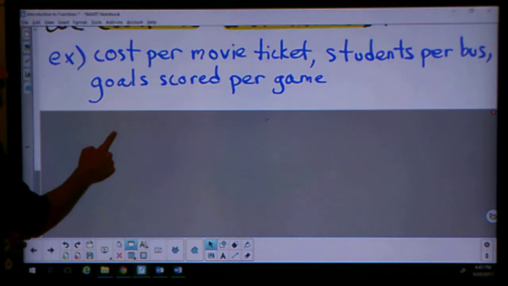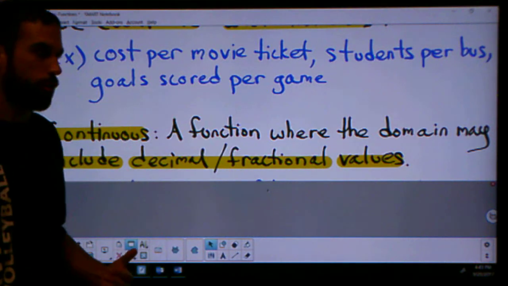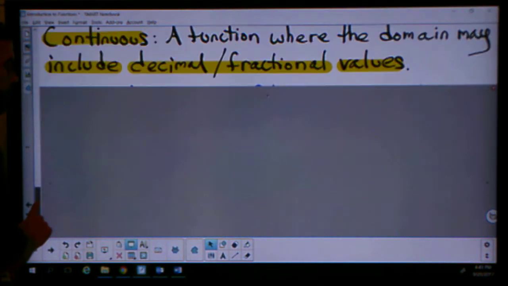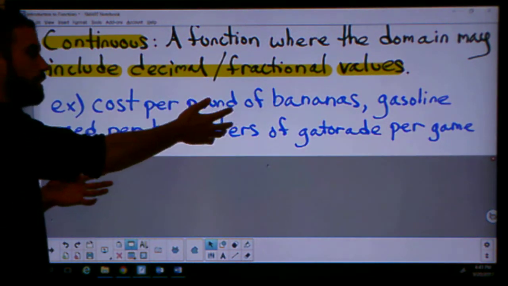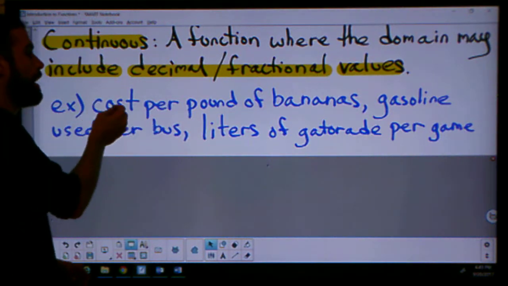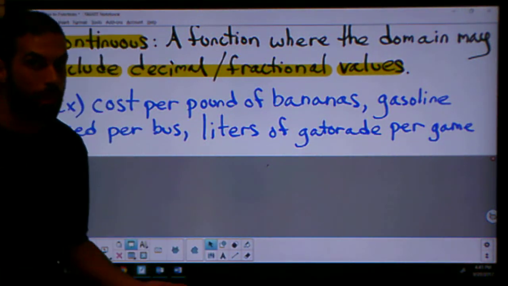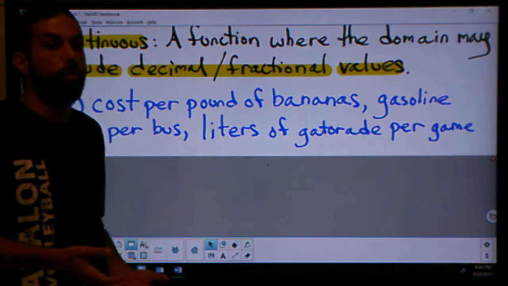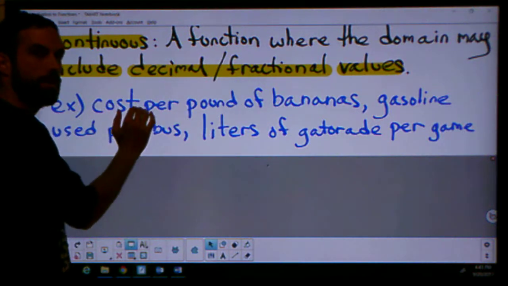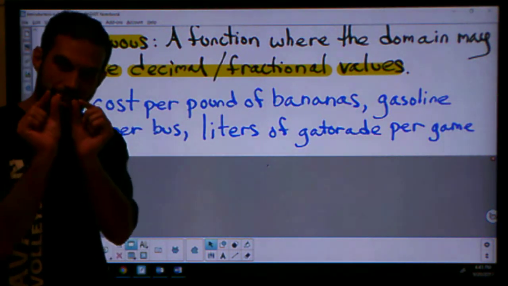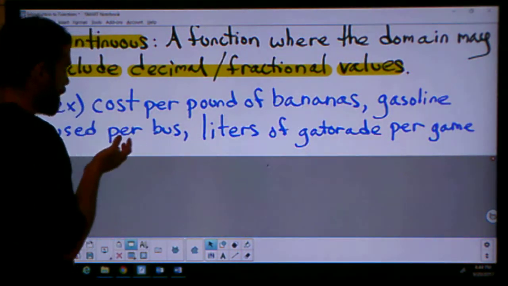A continuous function is one where the domain might include decimal or fractional values. So for example, if you're at the grocery store and you're purchasing bananas, or any fruit for that matter, you might be paying per pound. So you might not exactly pick up a banana that is 1 pound. It might be a little more than 1 pound. It might be 1.1 pounds. It might be 1.2 pounds. When you purchase things that are measured by weight, you are now involving decimals and individual increments that aren't just whole numbers.